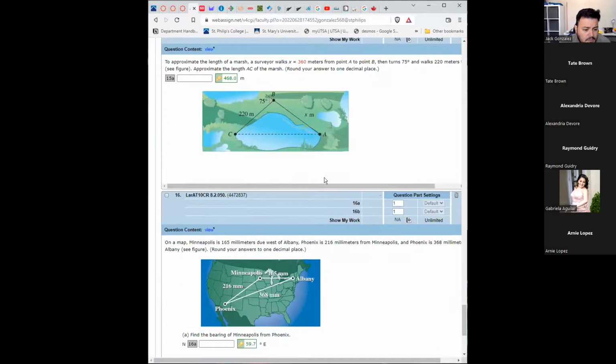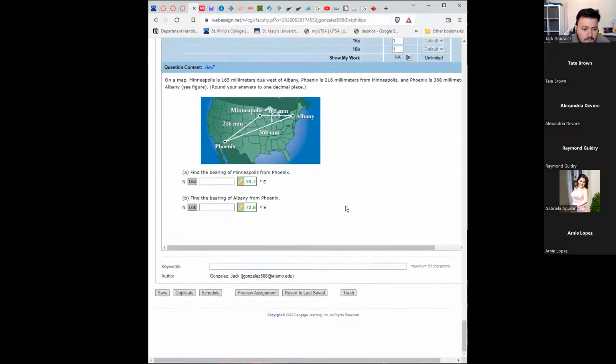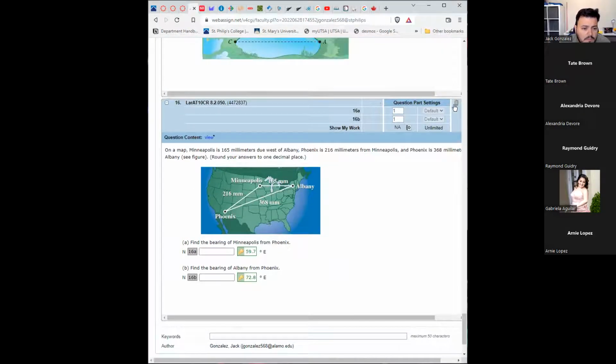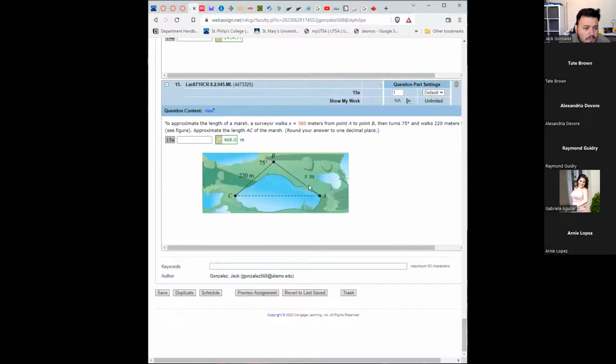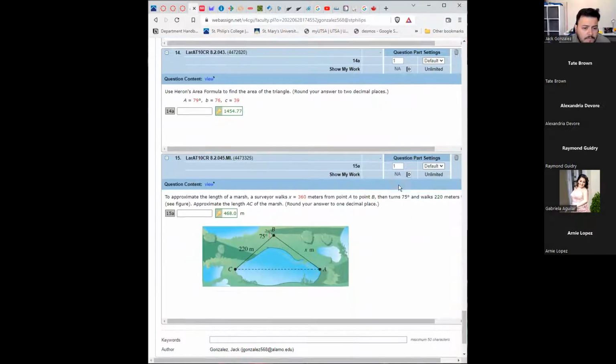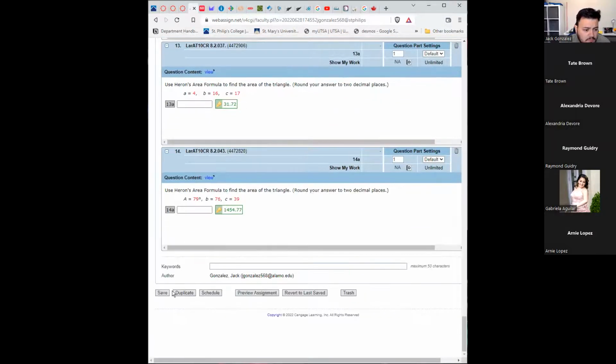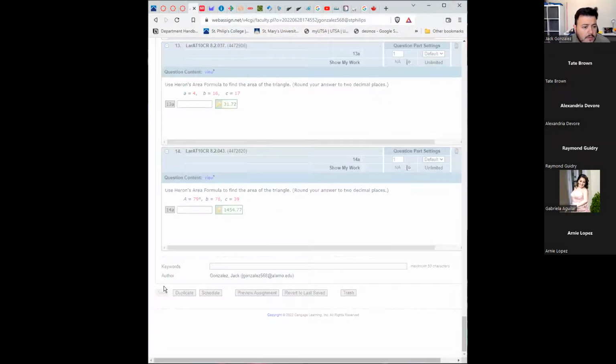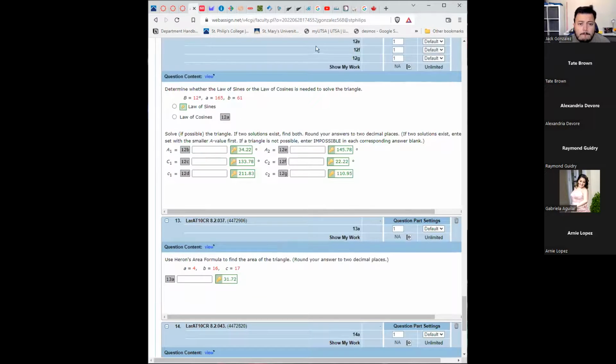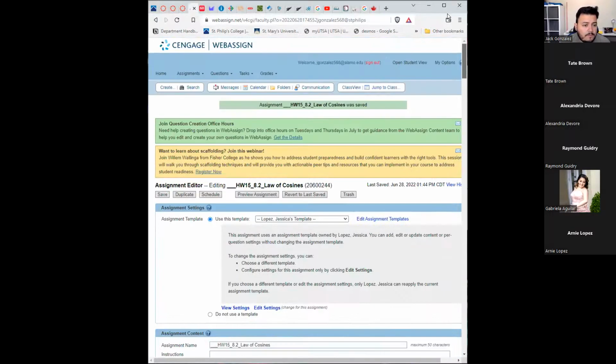Let me look at these word problems. I don't know if I want to have you do that. Yeah, that one looks stupid. We'll save these for when we do a review or something.